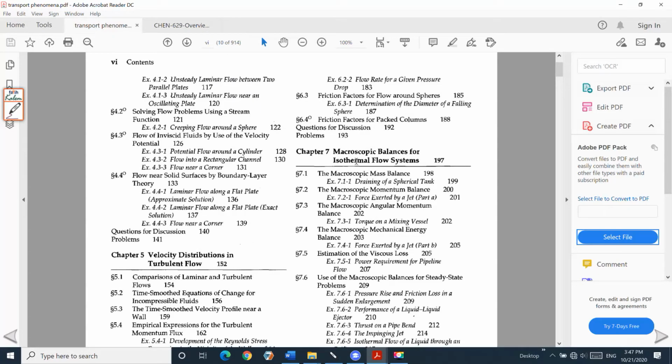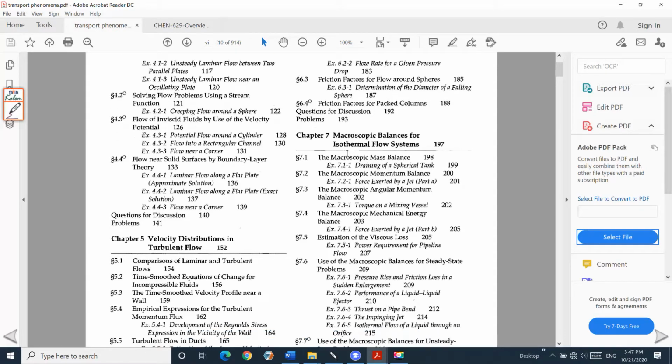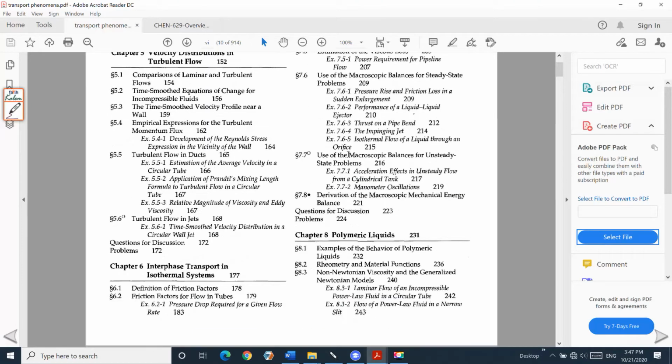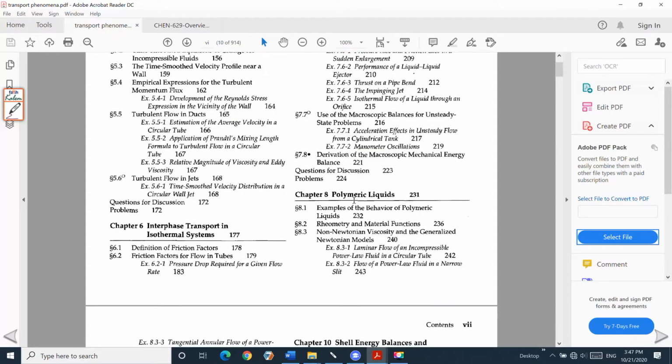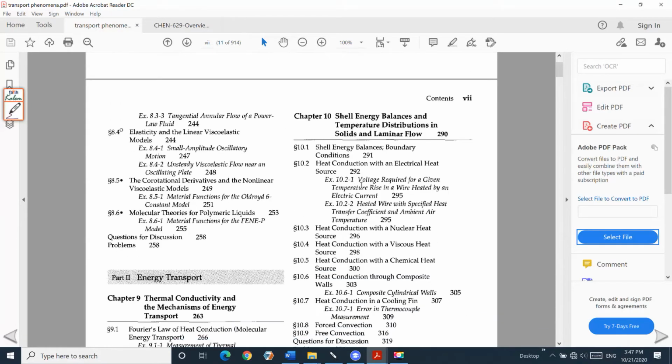Chapter 7 is macroscopic balances for isothermal flow systems. We know there are three levels: the macroscopic level, the microscopic level, and the molecular level. Here, it gives some basic overview, basic definitions, and derivation of the macroscopic balance for the isothermal flow system. And chapter 8 is polymeric liquids and so on.